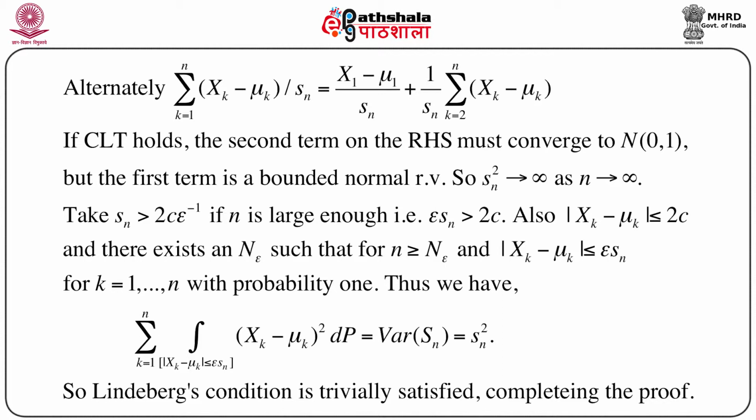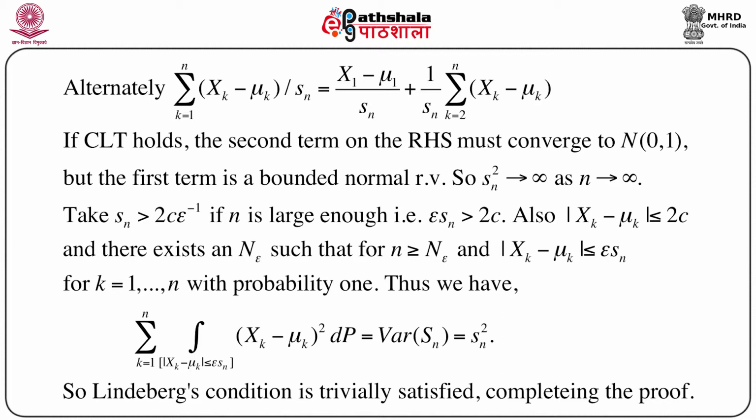So, if we divide both sides by S_n², the left side would be equal to 1, because we are taking the integral over |X_k − μ_k| less than or equal to epsilon S_n. So the integral over |X_k − μ_k| greater than epsilon S_n should go to 0; in fact it should be equal to 0. So Lindeberg's condition is trivially satisfied, and that is the proof of this lemma.